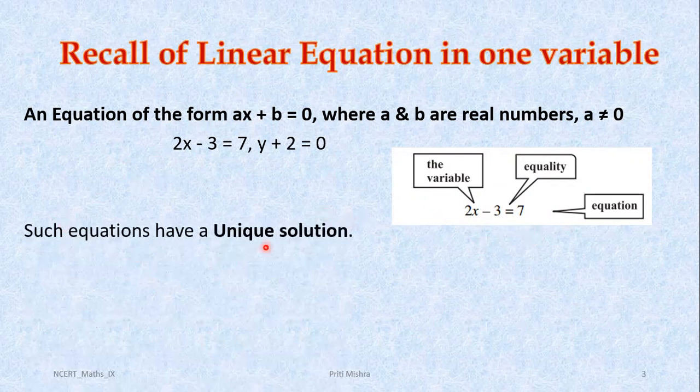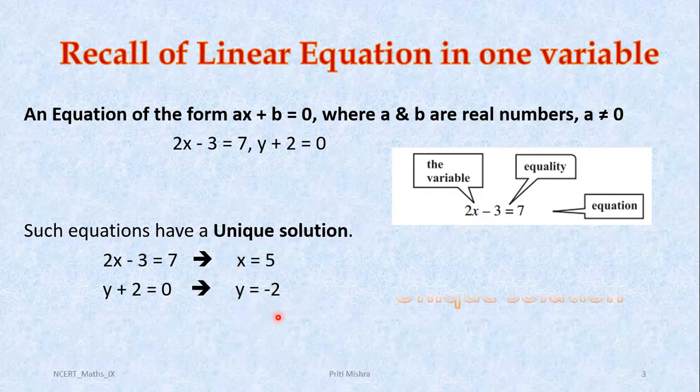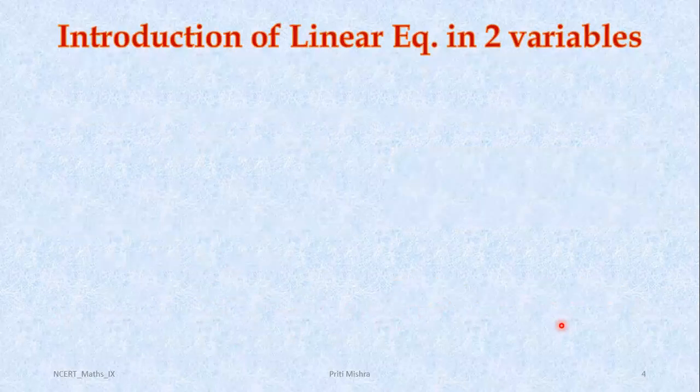Such equations will always have a unique solution. Like for 2x minus 3 equals 7, after solving by transferring 3 to the right hand side and simplifying, you get x equals 5. And for the next equation, y plus 2 equals 0, you get y equals minus 2. So these are single, unique solutions. That's why any linear equation in one variable will always produce a unique solution.